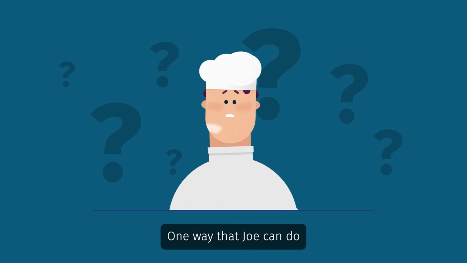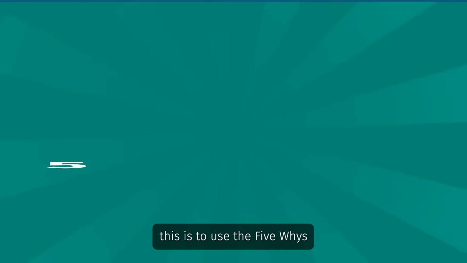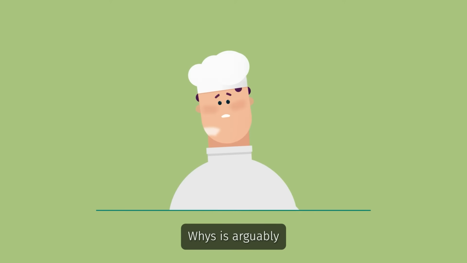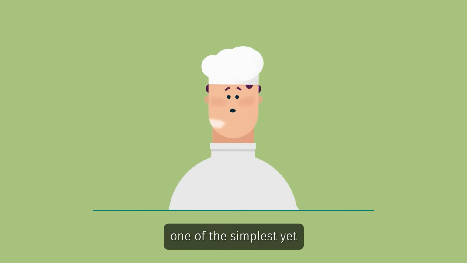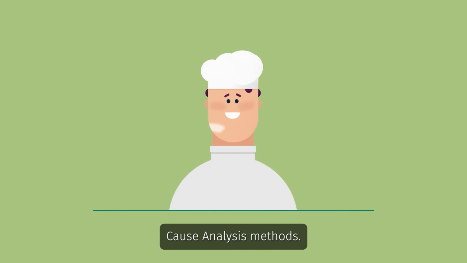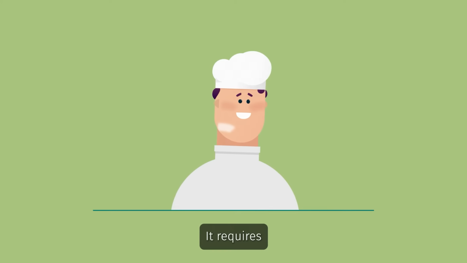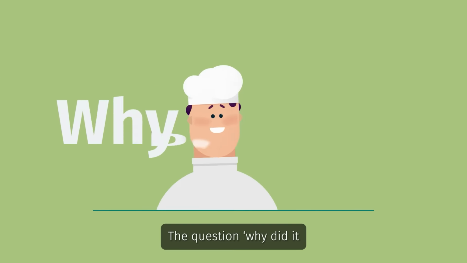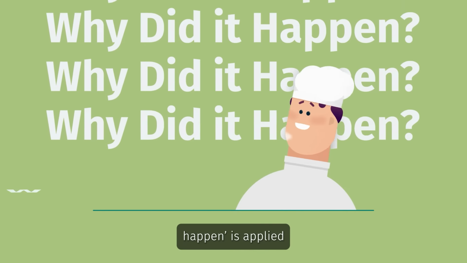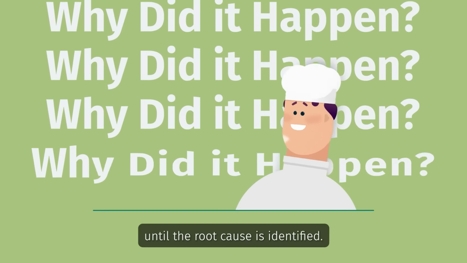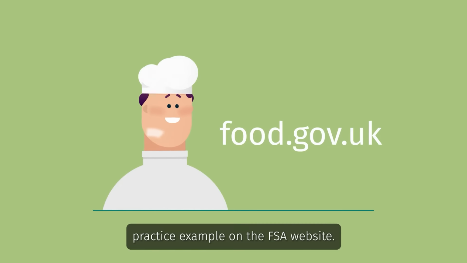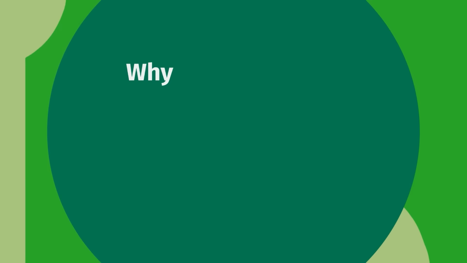One way that Joe can do this is to use the 5 Whys root cause analysis method. The 5 Whys is arguably one of the simplest yet most effective root cause analysis methods. It requires Joe to ask a series of why questions. Each time a cause is identified, the question why did it happen is applied until the root cause is identified. So let's try it using the best practice example on the FSA website.